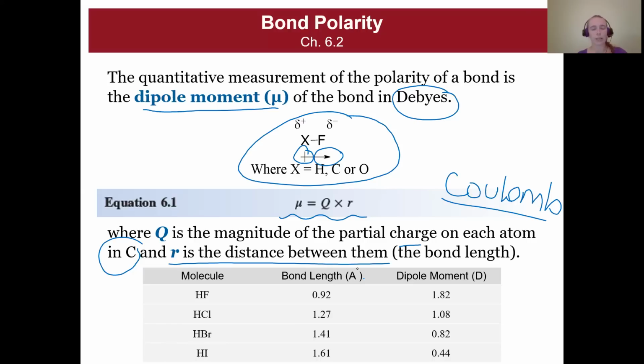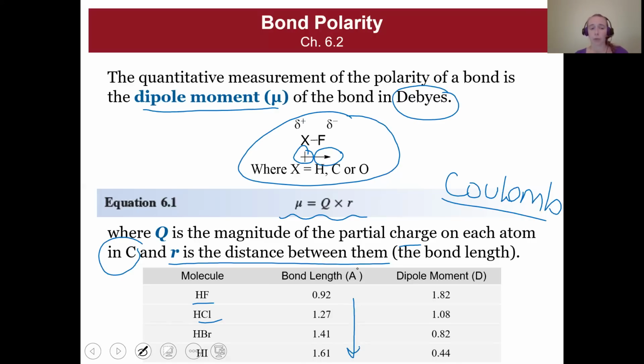So here we have a little table from your book which shows bond lengths and dipole moments of some different bonds. HF, HCl, HBr, and HI. As we go down the periodic table, our atoms are getting bigger, so the bond length is getting bigger. Hydrogen's the same for all four of these, but iodine is bigger than bromine, which is bigger than chlorine, which is bigger than fluorine. So as we get bigger going down the periodic table, our bond length also has to grow, the distance between the two nuclei.